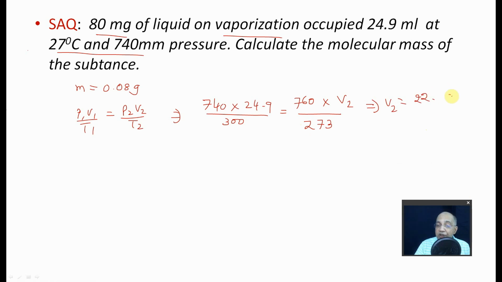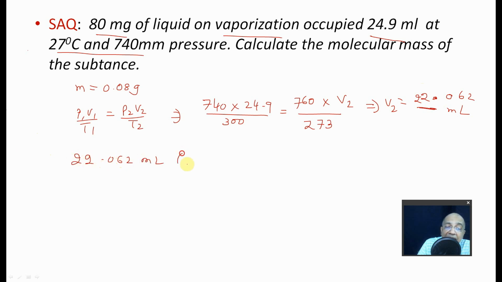22.062 ml. Now see, it was 24.9 at the given conditions, but at STP the value is almost 22. So then let us proceed.